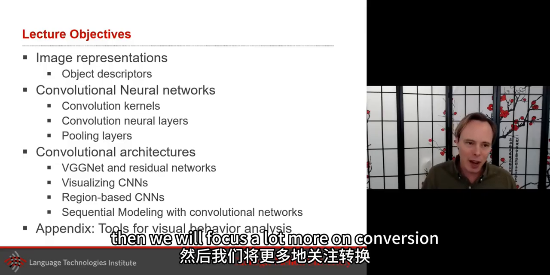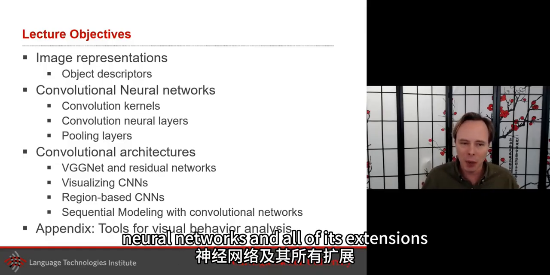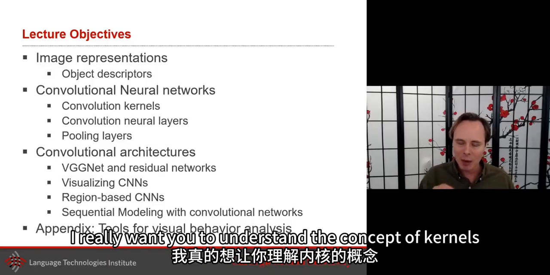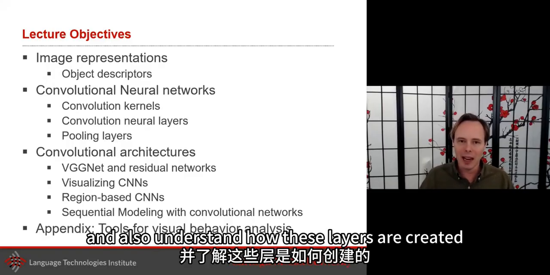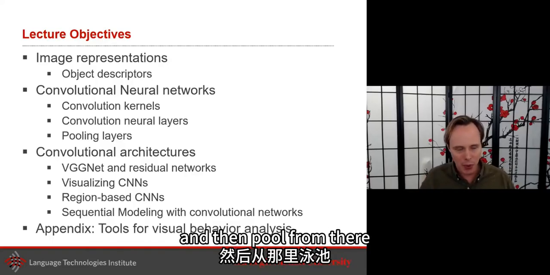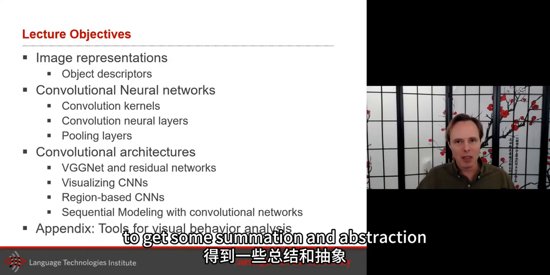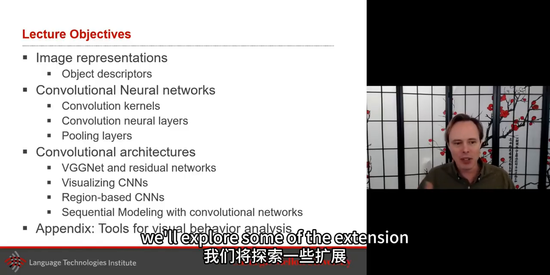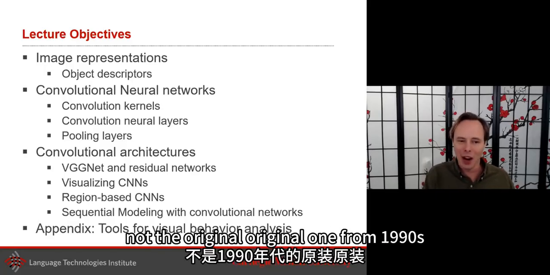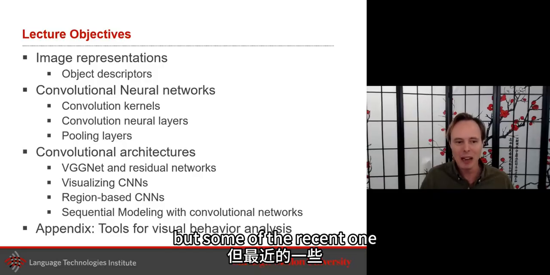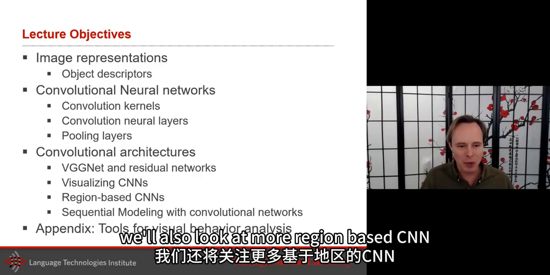Then we will focus a lot more on convolutional neural networks and all of its extensions. I really want you to understand the concept of kernels because it is key to this architecture, and also understand how these layers are created and then pooled from there to get some summarization and abstraction. We'll explore some of the extensions, some of the original architectures, not the original one from the 1990s, but some of the recent ones. We'll also look at more region-based CNN.